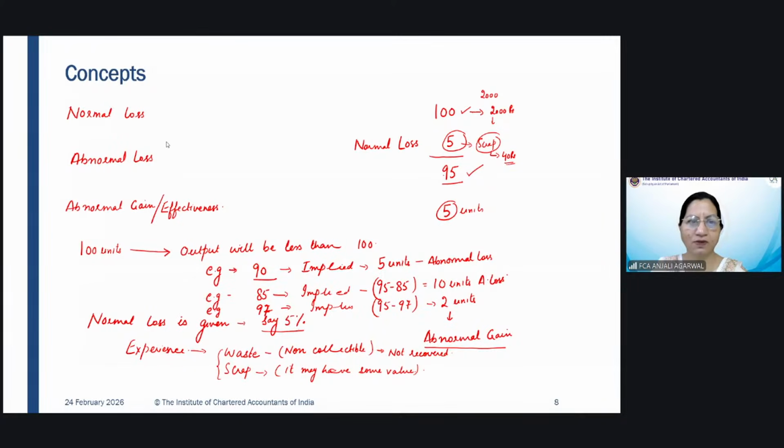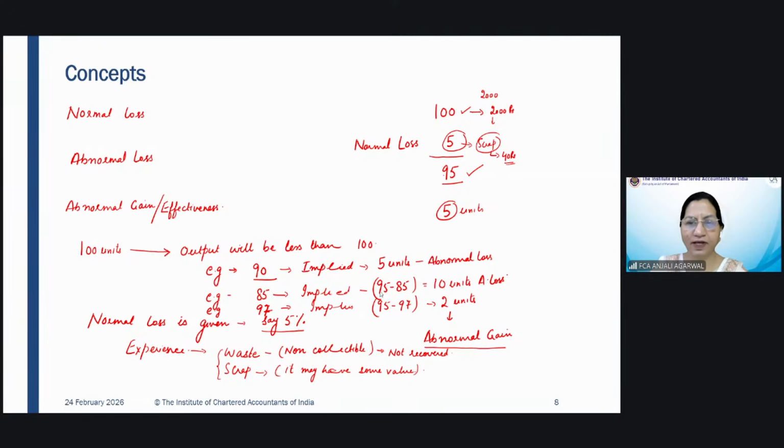Then there is abnormal loss, normal loss, and abnormal effectiveness or gain. The crux here is that if there is a certain number of units input in a process, then there is always an estimation of what could be the percentage of normal loss, which is based on past experience and industry standards. So if 100 units are put in process 1, and the normal loss is expected to be 5%, then we expect 95 units as output of process 1, which will then move to process 2.